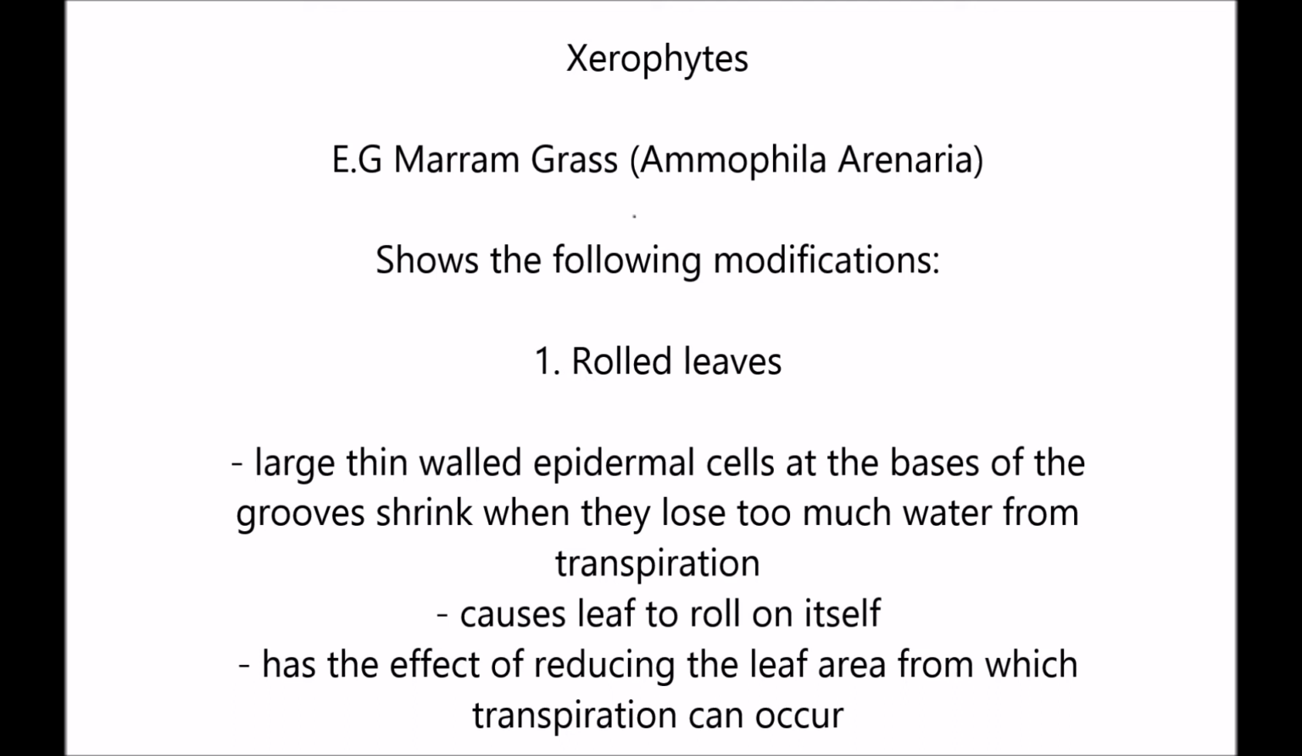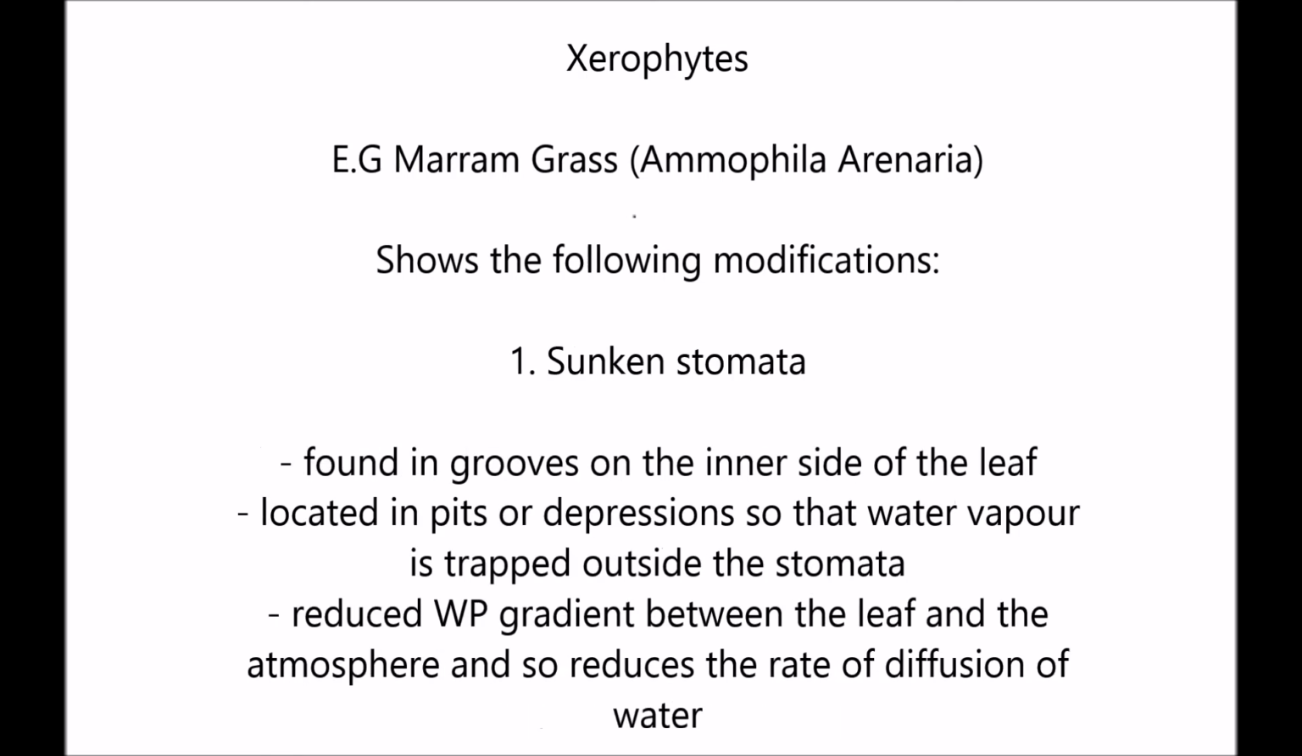Rolled leaves. The large thin-walled epidermal cells at the base of the grooves shrink when they lose too much water from transpiration. This causes the leaf to roll on itself, with the effect of reducing the leaf area from which transpiration can occur. Sunken stomata.